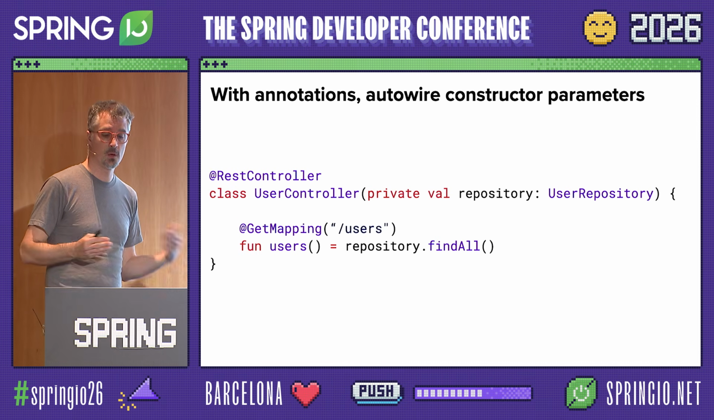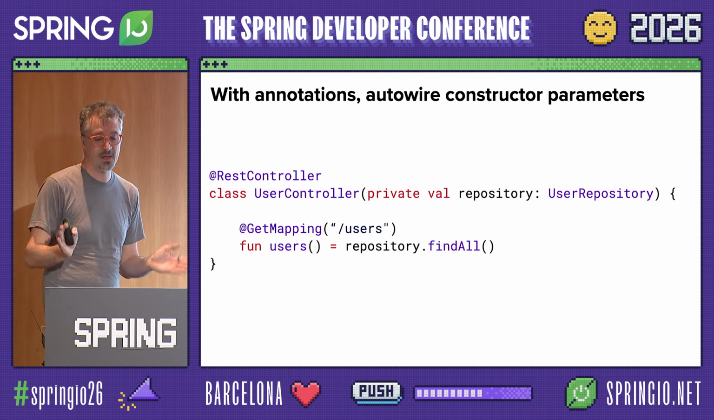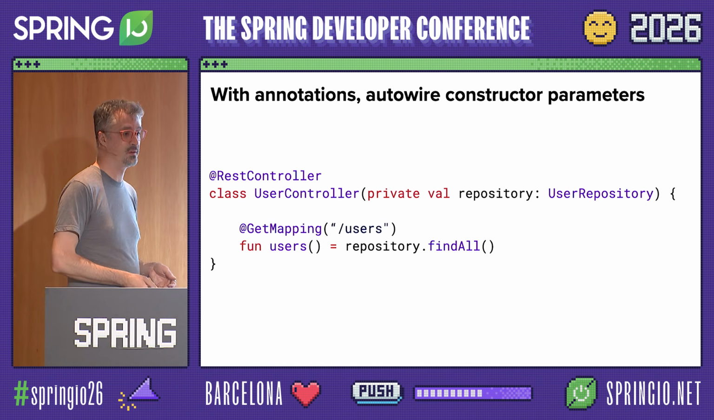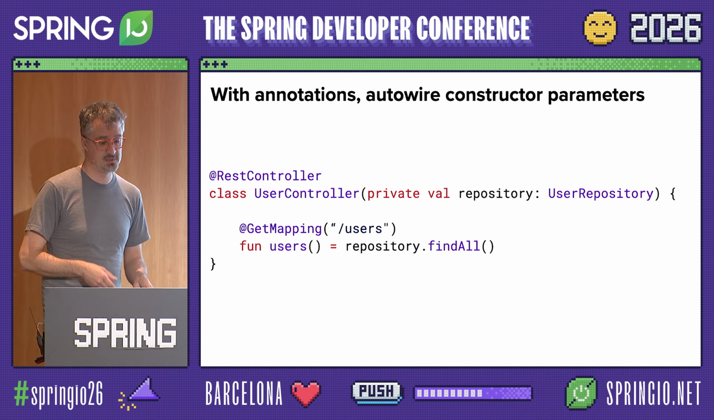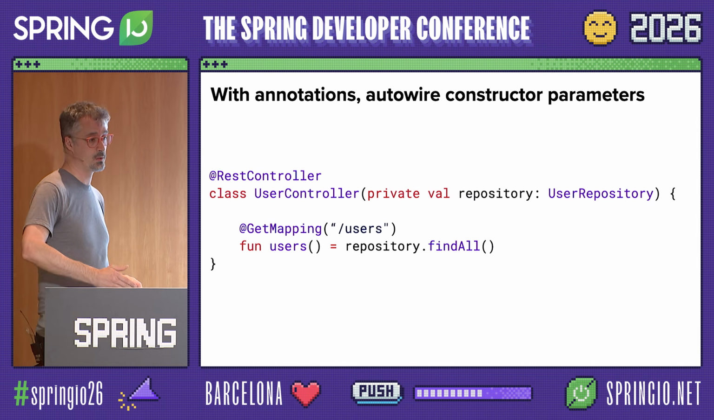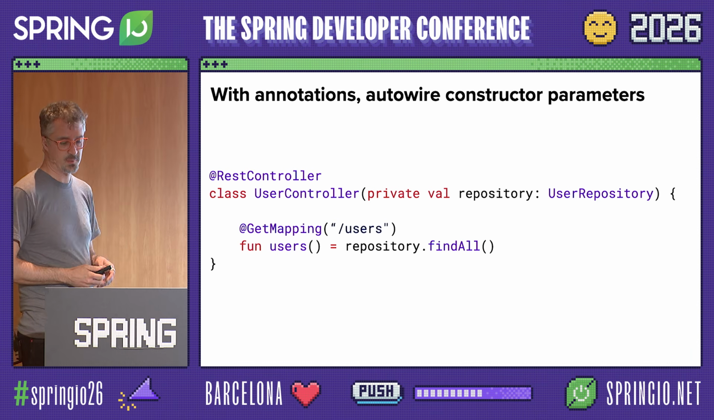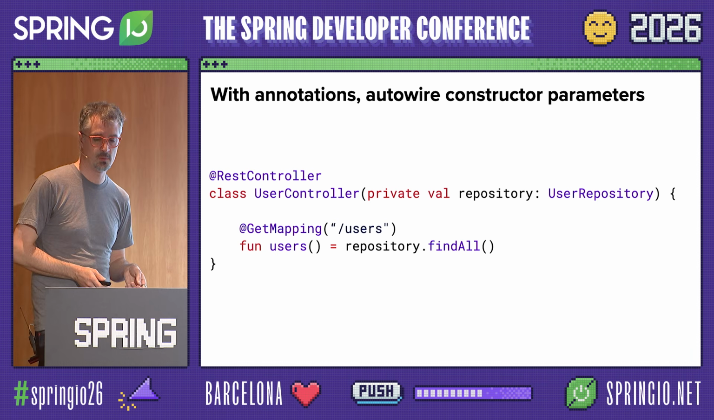So if you are using annotations, my main advice would be to do constructor-based injection using this kind of private properties. This will be automatically auto-wired by Spring because there is just one constructor, and so this kind of private immutable property will be auto-wired.